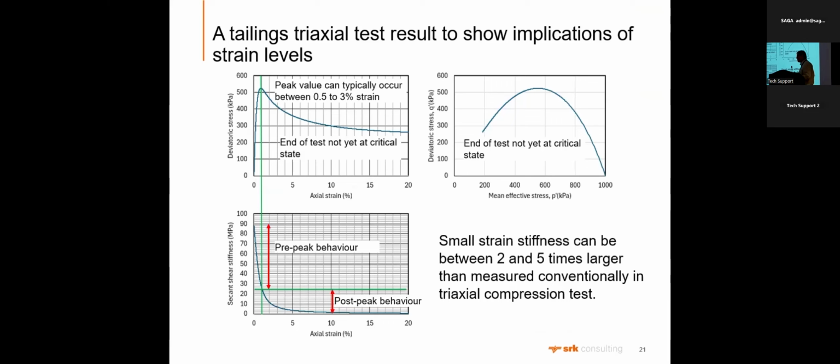What is important to note is any form of geophysics in its current format only measures small strain stiffness, which can be between 2 and 5 times larger than that measured in a conventional triaxial compression test. So we've got to find a way to close this gap, because having numbers sitting there doesn't directly help us to understand what is happening here. So that is really quite a thought. And that's why I'm here today, Rory.